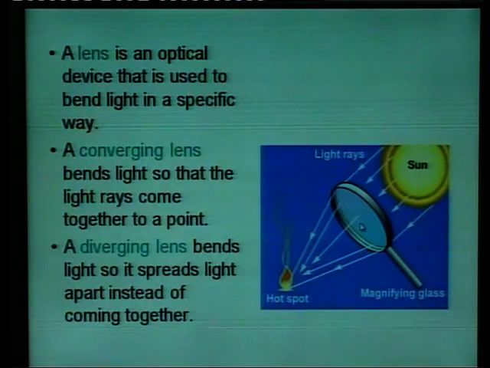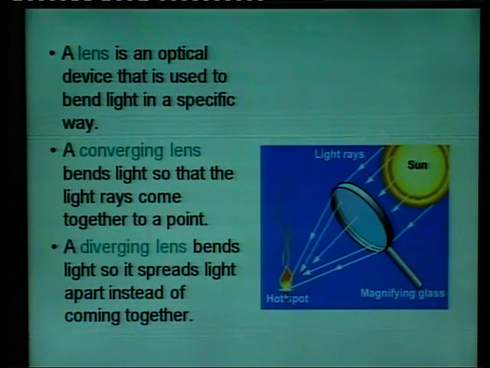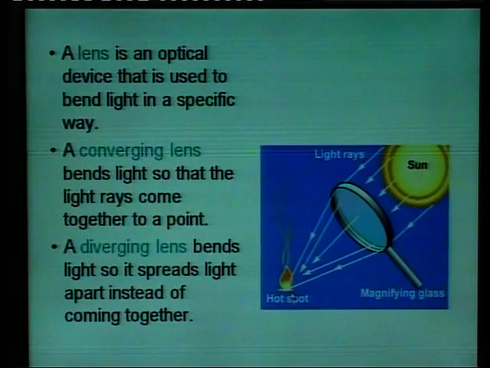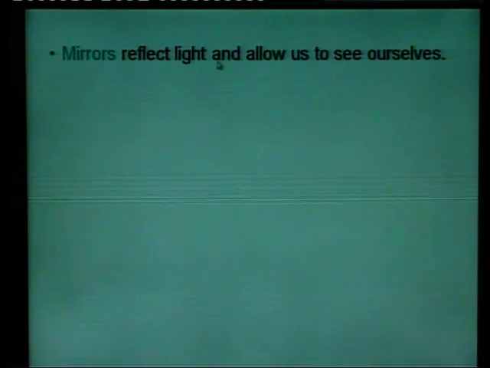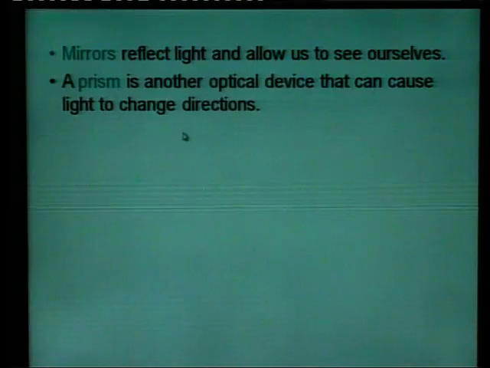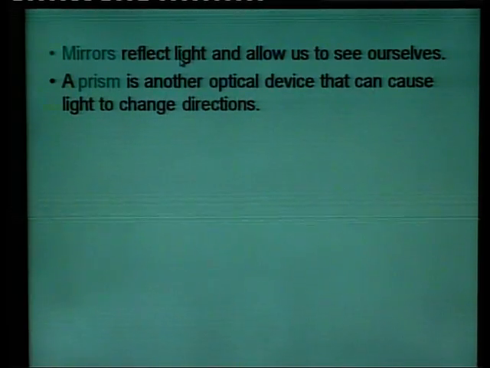A convex lens is shown here. Sun rays are focused, they are converging, and when they reach focus at a point, this hot spot can burn a paper. So a convex lens is a converging lens and a concave lens is a diverging lens. Mirrors reflect light and allow us to see ourselves. In mirrors there is reflection, in lenses there is refraction.